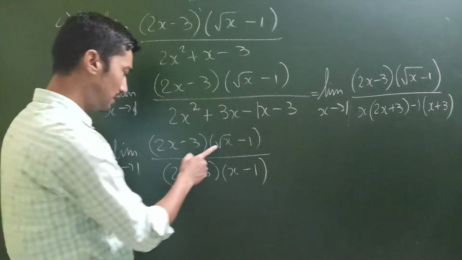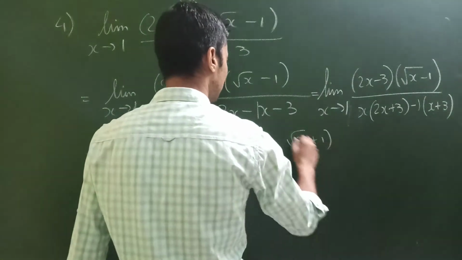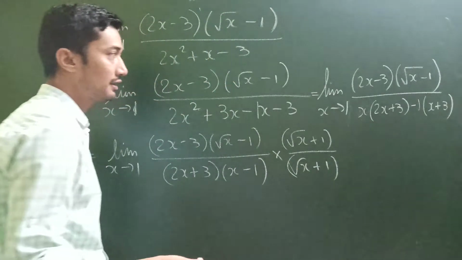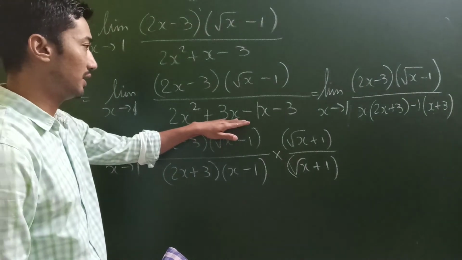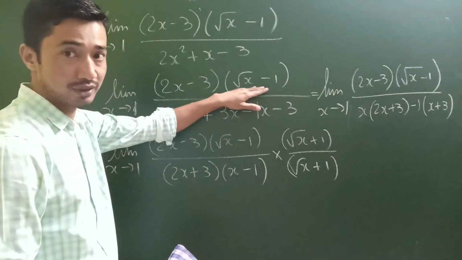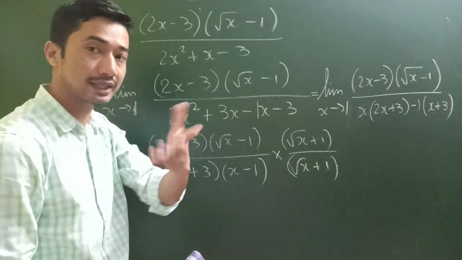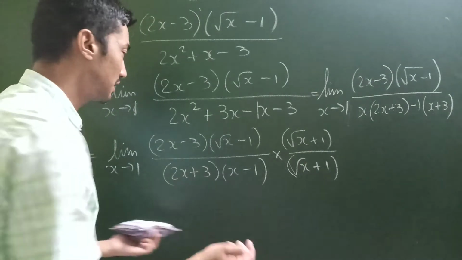Now I see, okay, maybe I can rationalize this denominator, root of x plus 1. If I had identified the problem right from the beginning along with this factorization, I also would have continued with this rationalization from this step itself. You can try that method also. It's all actually the same, just saving 1 or 2 steps, that's all.